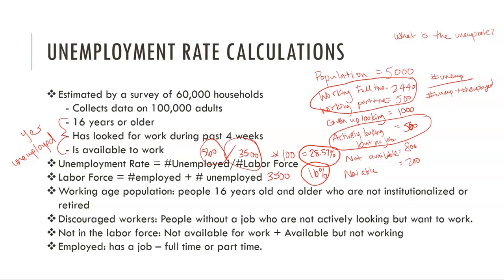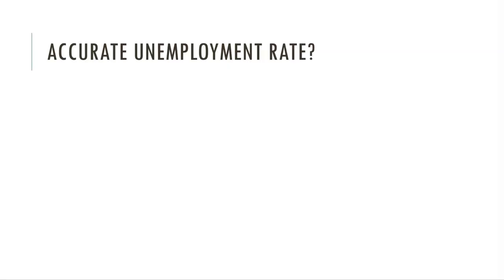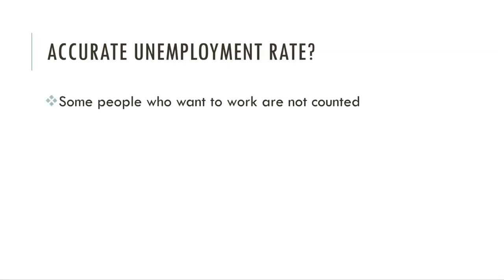So if you get a word problem that's talking about how many people are in the population, some people are working part-time, some people full-time, there are students who are going to school not looking for work, you want to go through that list and figure out which people am I counting as unemployed, which people am I counting in the labor force, and which people are we ignoring in this calculation.